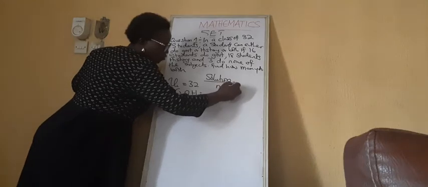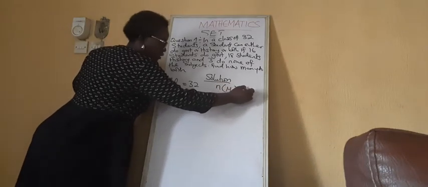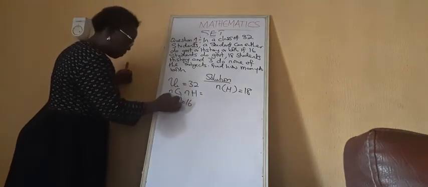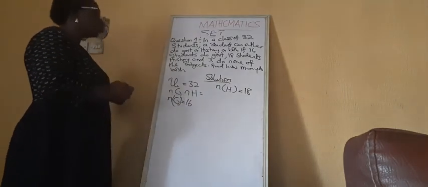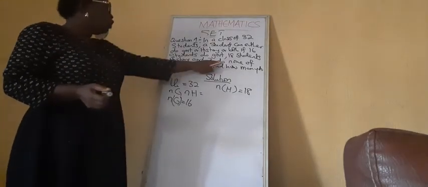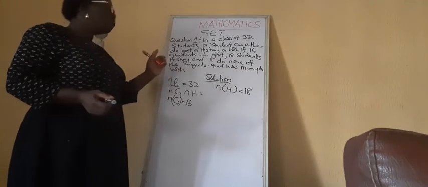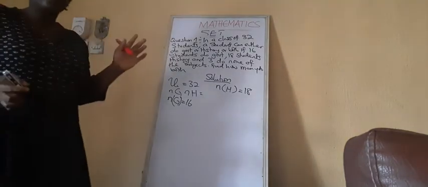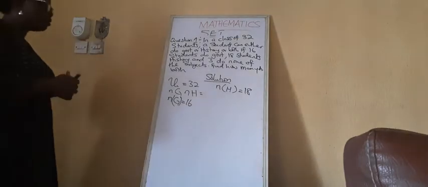The number of history is equal to what? 18. So this one now, the number of government will be 16. Okay, and what happened? 3 do none of the subjects, meaning that 3 did not take part in the subjects.